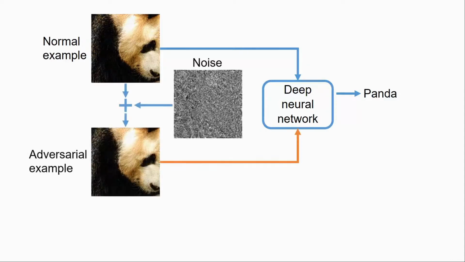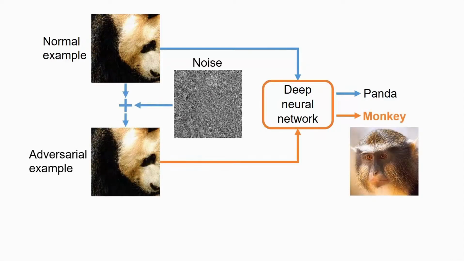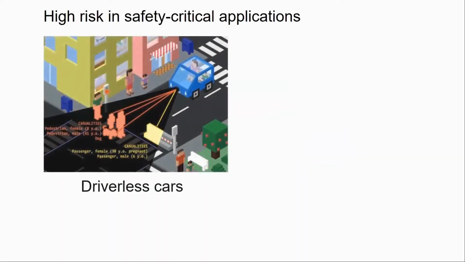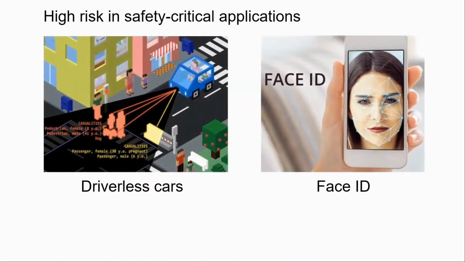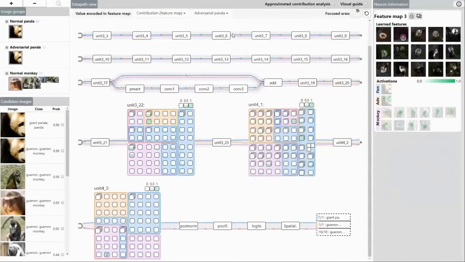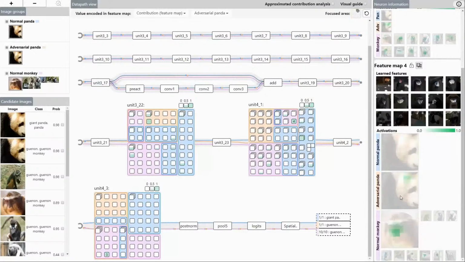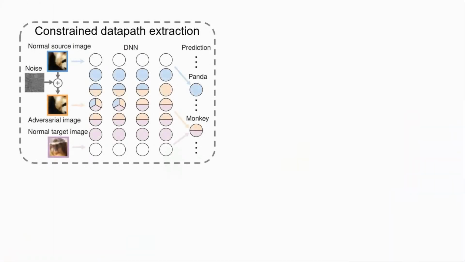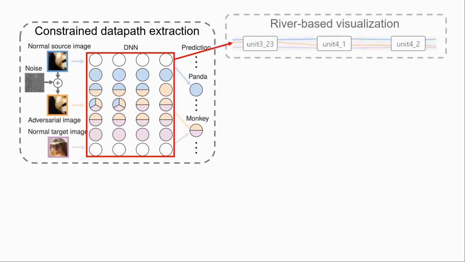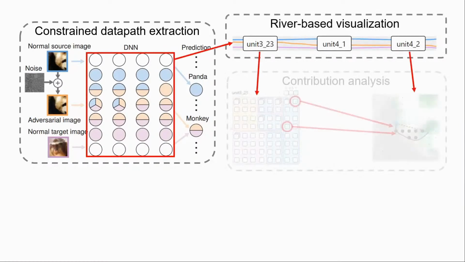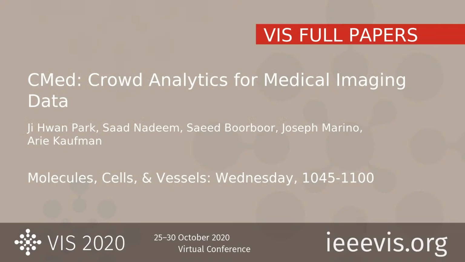Deep neural networks are vulnerable to maliciously generated adversarial examples. This brings high risk in applying these networks to safety-critical applications. We developed a visual analytics approach to explain the root cause of such wrong predictions. Our contribution contains a constrained path extraction method, a river-based visualization, and a contribution analysis method.